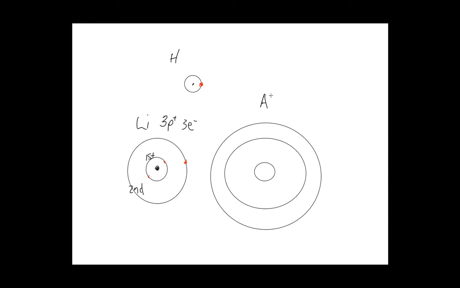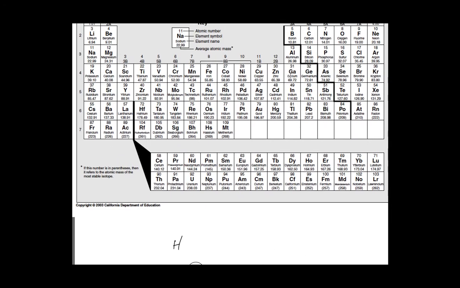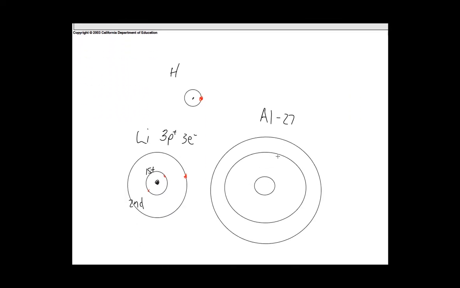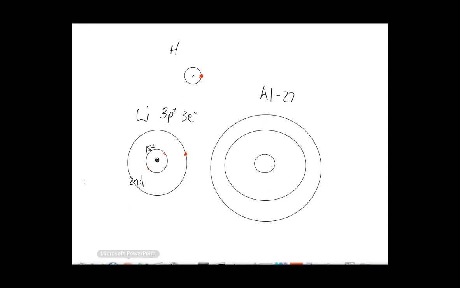Okay, but let's take something that's a little bit bigger. Suppose that we have aluminum, the isotope aluminum-27. This is the mass number, which hopefully you remember is the sum of the protons and neutrons. Aluminum has an atomic number of 13. If you look in the periodic table, you can see right here, there's aluminum. It's got an atomic number of 13, and that tells me I have 13 protons. If it's neutral, which is what we're working with right now, we'll have 13 electrons. Do you happen to remember how many neutrons you're going to have? Remember, the sum of the protons and the neutrons gives you your mass number. Those protons and neutrons are going to be in the nucleus in the center here.